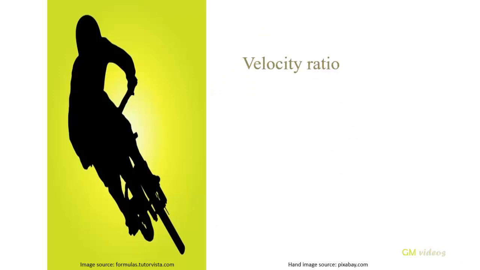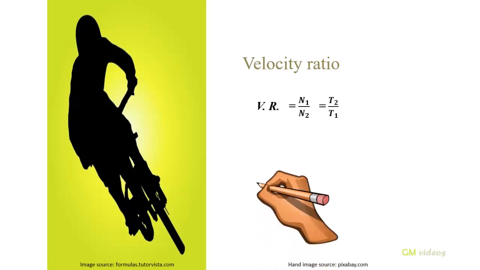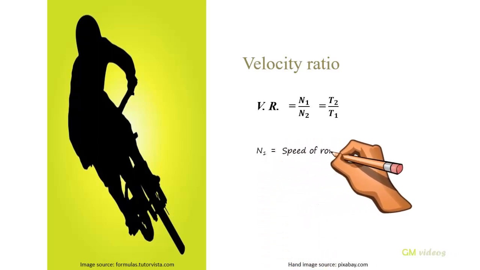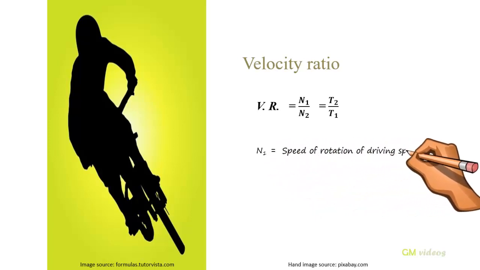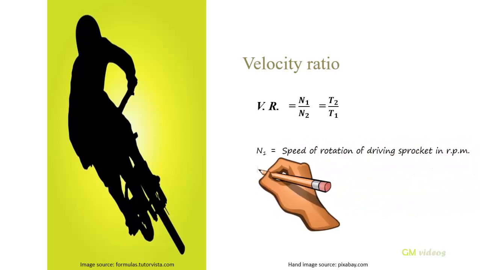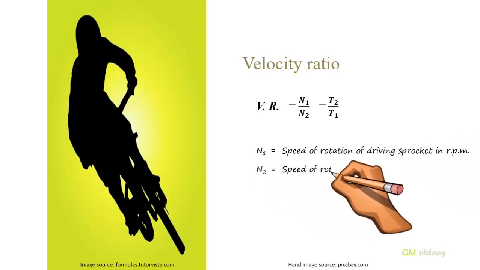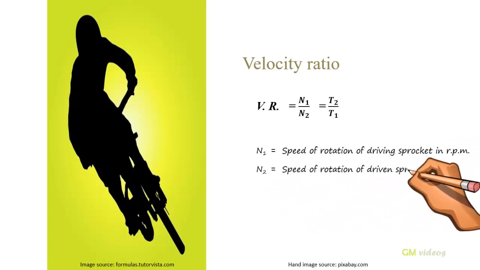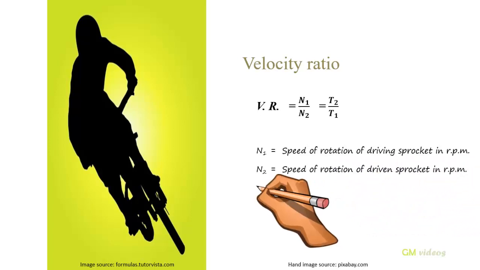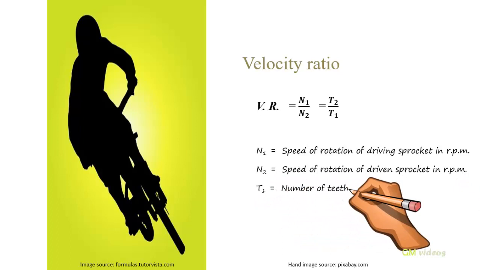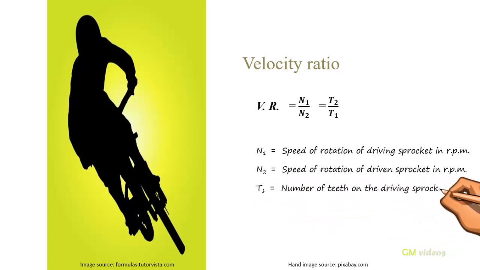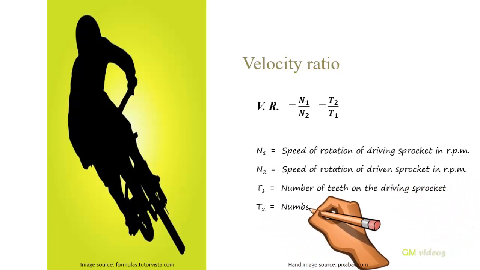Velocity ratio. Velocity ratio is the ratio of the speed of the driving sprocket to that of the driven sprocket. That is VR equal to N1 upon N2, which is equal to T2 upon T1, where N1 is the speed of rotation of the driving sprocket in RPM, N2 is the speed of rotation of the driven sprocket in RPM, T1 is the number of teeth on the driving sprocket, and T2 is the number of teeth on the driven sprocket.